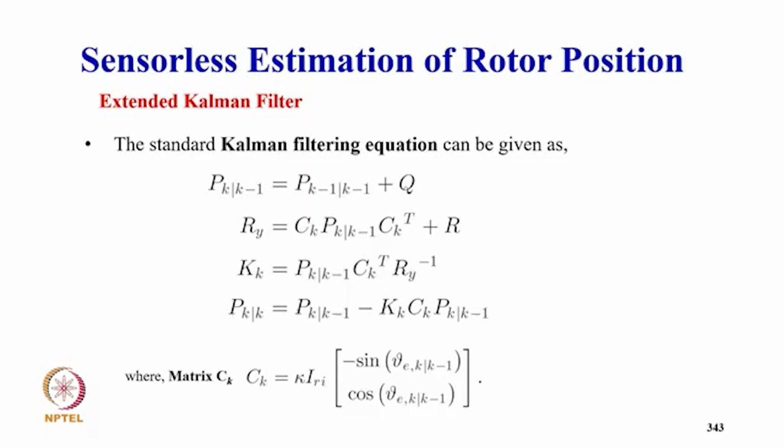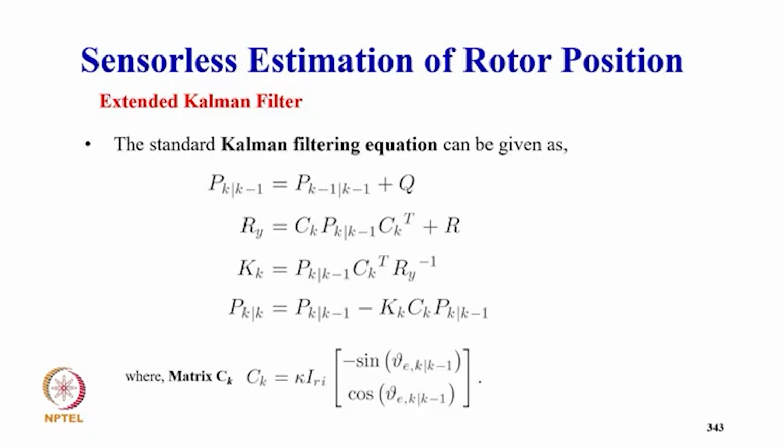And the extended Kalman filter equations can be written: Pk given k minus 1 equal to Pk minus 1 plus Q, and Ry equal to Ck Pk given k minus 1 Ck transpose plus R, and Kk equal to Pk given k minus 1 Ck transpose Ry inverse, and similarly Pk equal to Pk given k minus 1 minus Kk Ck Pk given k minus 1.